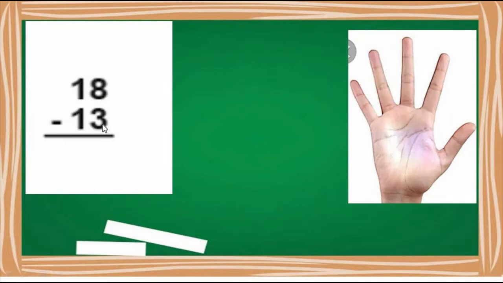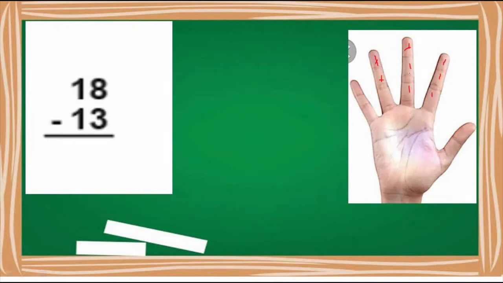18 minus 13. First of all, count the 1's column. 8 minus 3. Okay, let's do it. Look at your hand. Count your 8 fingertips. 1, 2, 3, 4, 5, 6, 7, 8. Stop there. Now what do you have to do? Yes, you have to cross out this 3. Okay. 1, 2 and 3.